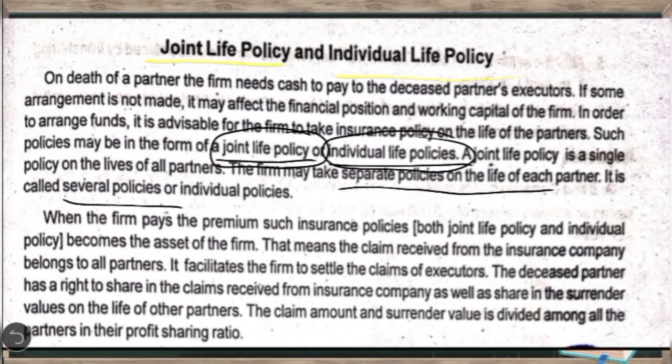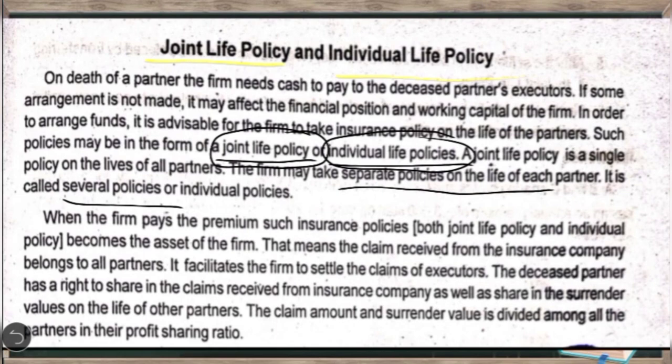The annual premium on the life policies which are taken up by the partnership firm is paid by the firm and it is taken as an expense, and that will be debited to the profit and loss account. As the firm is paying the annual premium to the insurance company, whatever the amount they get from the insurance company on the maturity of the life insurance policy becomes the asset of the firm. It does not go to one particular individual partner, but all the partners will have a share in that.